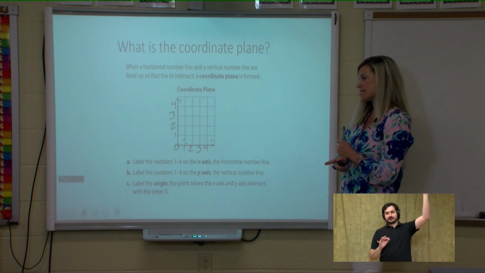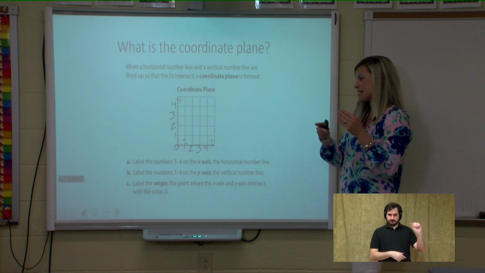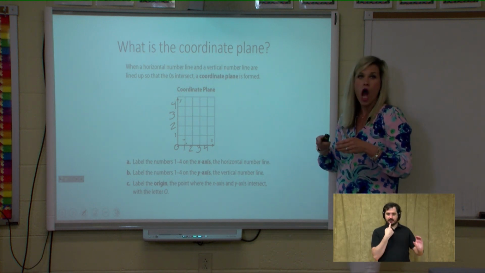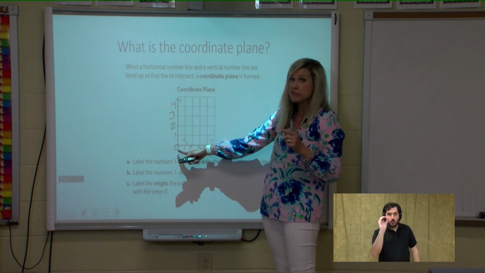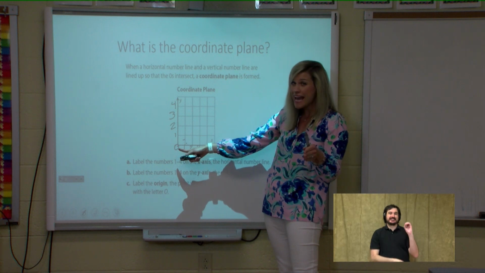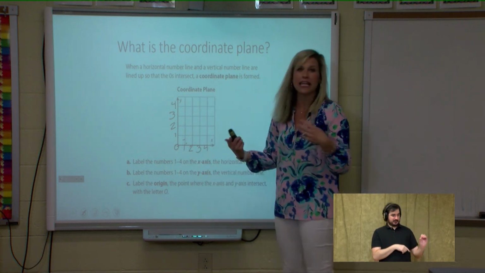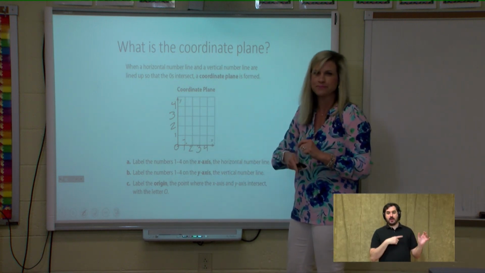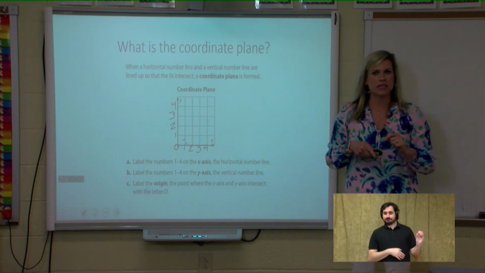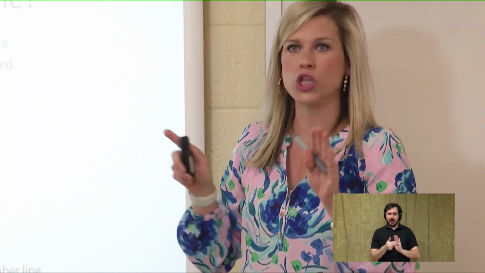Look at C. It says label the origin, the point where the x-axis and y-axis intersect, with the letter O. Now don't get that confused with 0. This right here is 0. It's 0 on the y-axis and it's 0 on the x-axis. But this says to label it with the letter O. So I already have a 0 there. I'll just leave it like that. All right? Does that make sense? So far, it's pretty easy. We're just labeling the coordinate plane. We're just looking at what the coordinate plane looks like, okay?